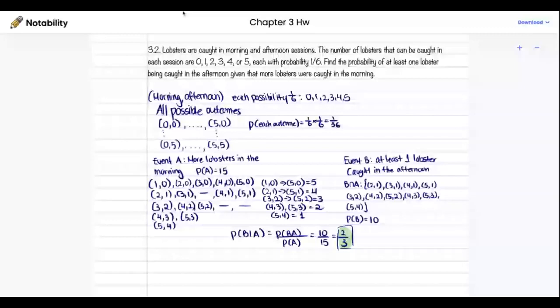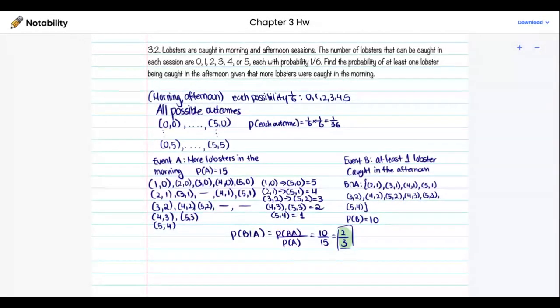Hi, Professor. Hello. So I'm presenting question 2 from chapter 3. Okay, so lobsters are caught in morning and afternoon sessions. The number of lobsters that can be caught in each session are 0, 1, 2, 3, 4, or 5. Each probability is 1 over 6.